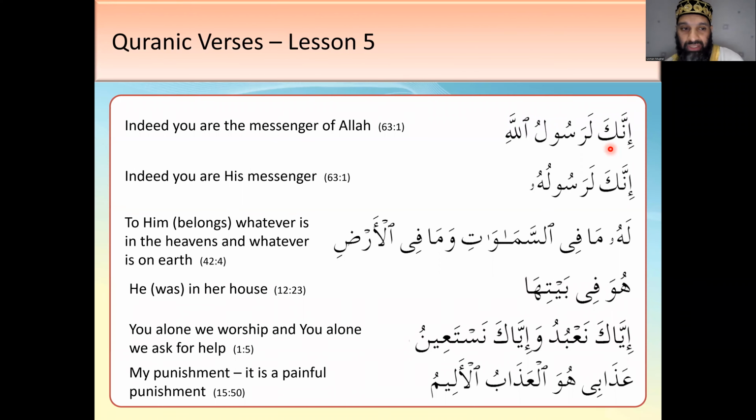What's the ka doing? The ka is like in jazakallah khair, assalamu alayka, kitabuka, baytuka, your house, imamuka, your imam, qalamuka, your pen. Right? So innaka, indeed you.